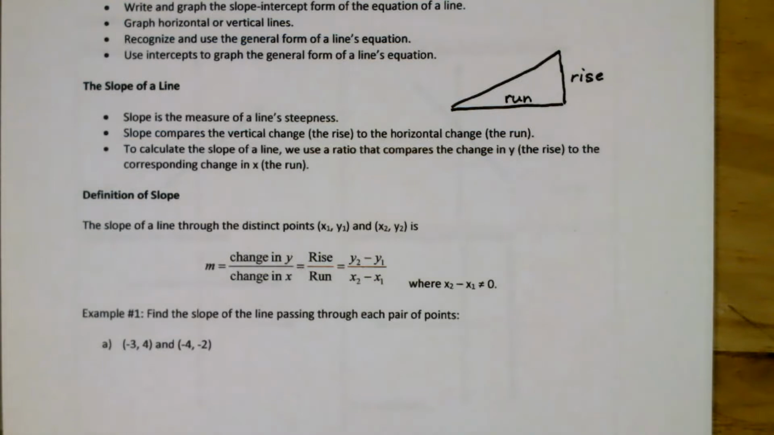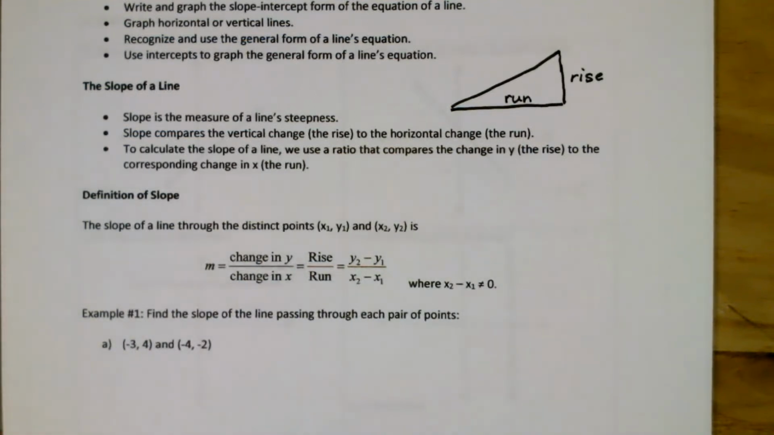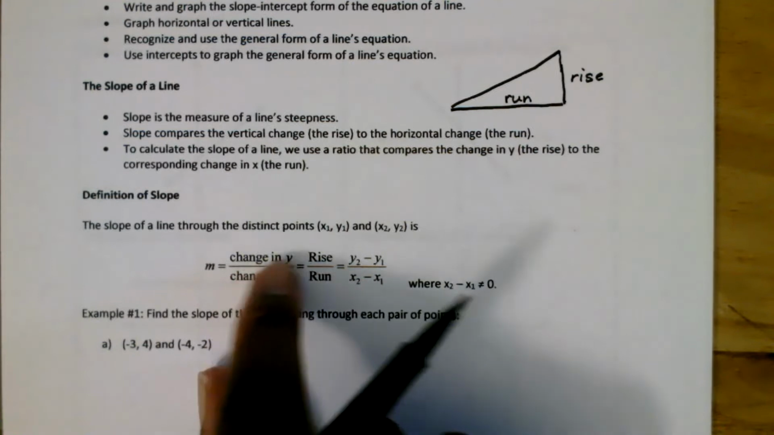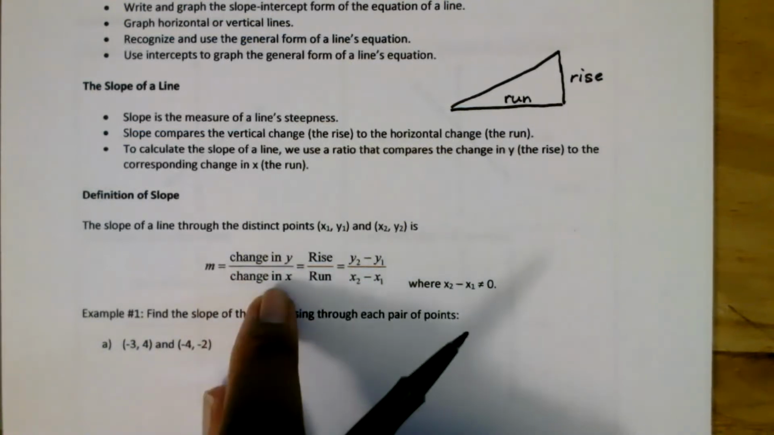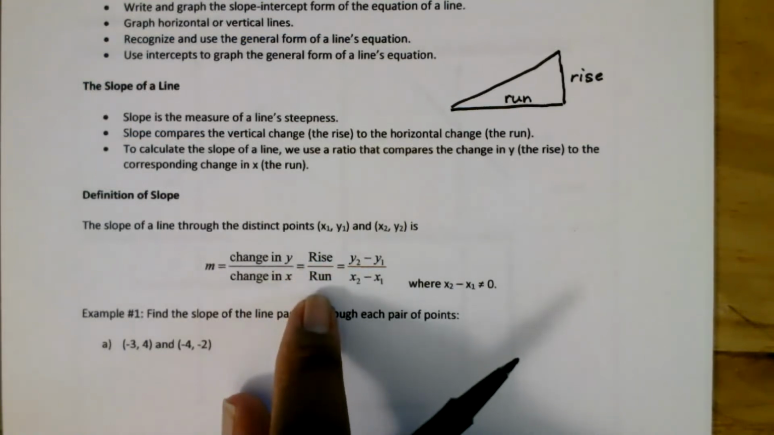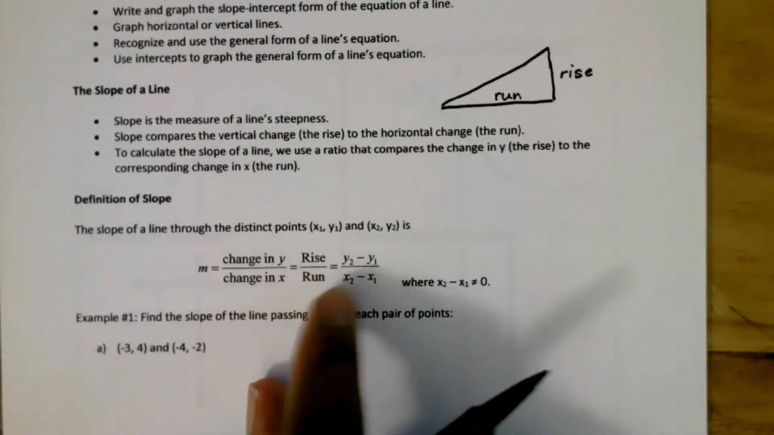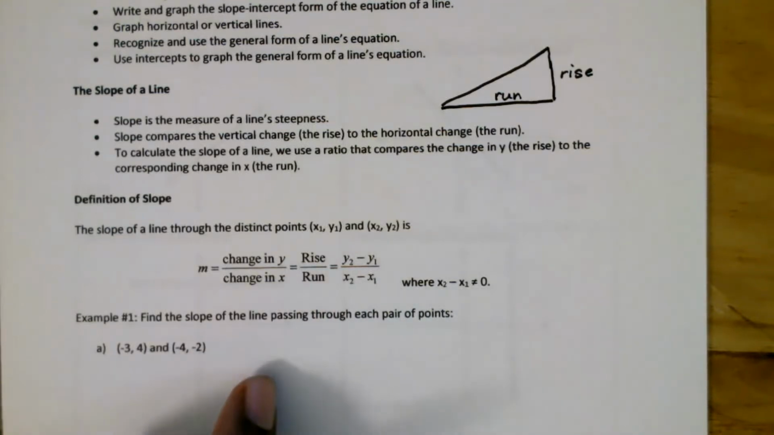Now, let's say we have 2 points, (x1, y1) and (x2, y2). The slope of a line through those 2 distinct points is this. Here we use the lowercase m to denote the slope, and that's equal to the change in your y coordinates divided by the corresponding change in your x coordinates, which is also rise divided by run. Using these ordered pairs directly, it's m = (y2 minus y1) divided by (x2 minus x1). The restriction here is that x2 minus x1, the difference in your corresponding x coordinates, cannot be equal to 0.